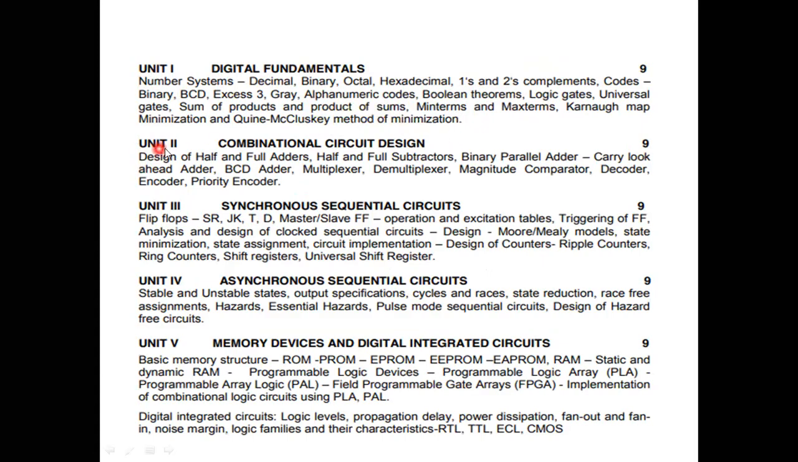In the second unit, we'll discuss combinational circuit design, a simple design of circuits in digital electronics where the present output depends only on the present input alone. Under this, we will see the design of adders, subtractors, multiplexers, demultiplexers, comparators, and various types of encoders. Unit 3 will discuss synchronous sequential circuits, and Unit 4 is asynchronous sequential circuits.